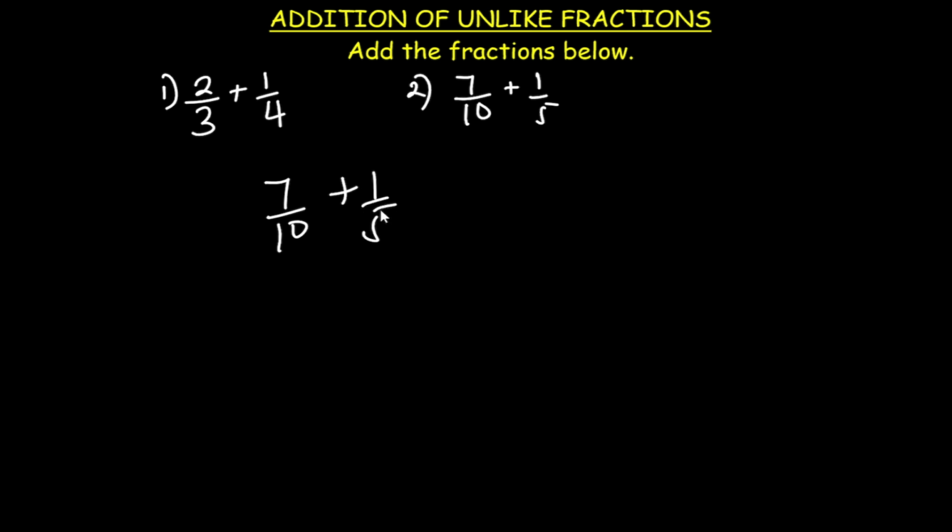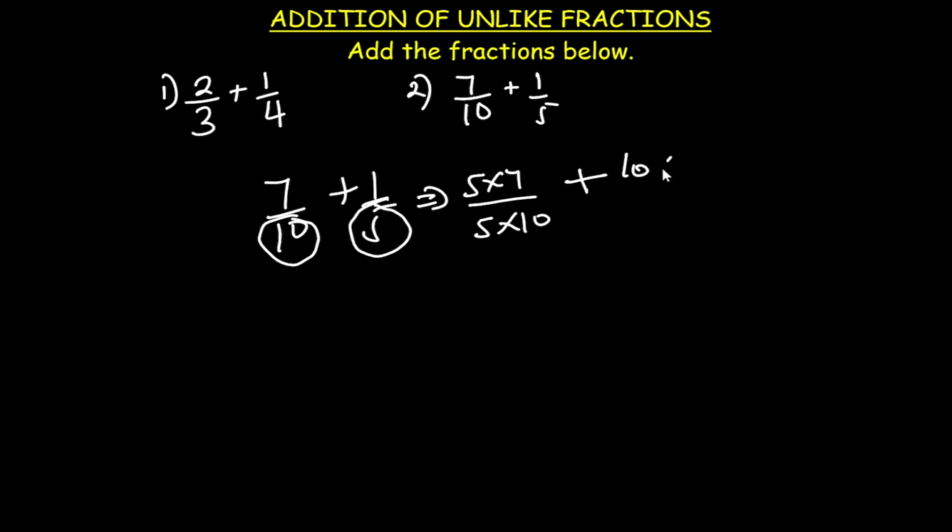The first thing you are going to do is take the 5 over here and use it to multiply the 7 and 10. And then you're also going to take the 10 over here and use it to multiply the 1 and the 5. So it will be something like this. I'm going to take this 5 and multiply it by the 7 and 10, so 5 times 7 and also 5 times 10. And then I'll bring the plus sign, and I'll take this 10 to multiply the 1 and then the 5.